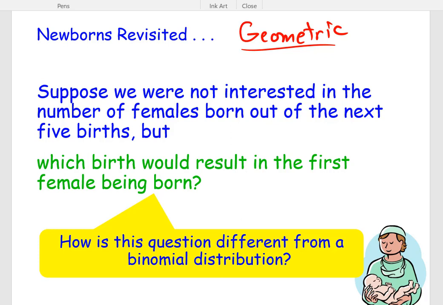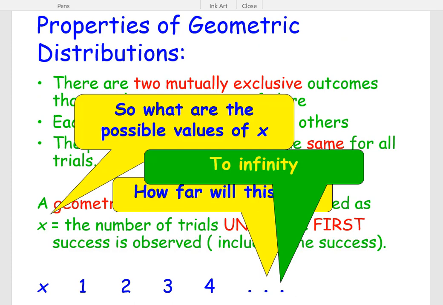So notice this is slightly different. The binomial distribution had a set number of trials. We were looking at 5 babies, and we wanted to know how many of them would meet the qualification. Here, we're looking at how many babies are going to be born before our qualification is met for the first time. That is a geometric distribution.